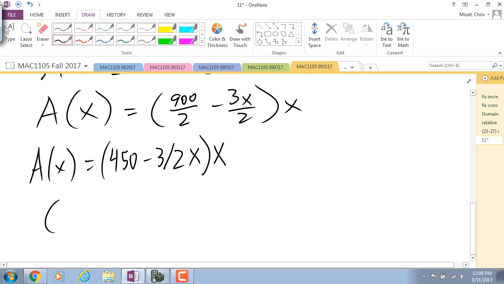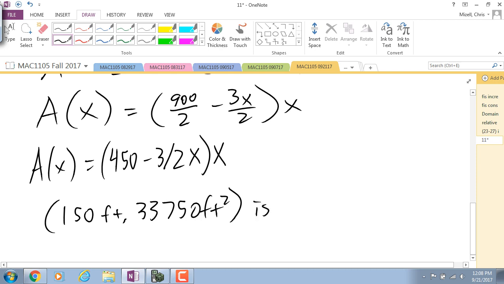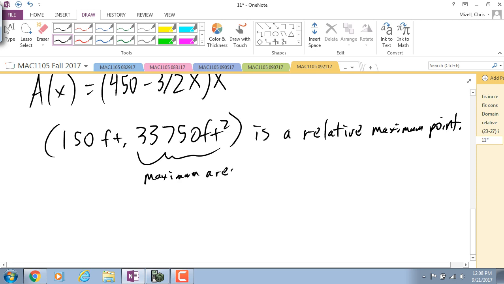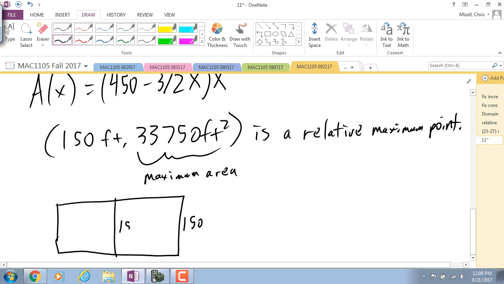Now it is going to ask us though, 150 feet, and looking back at the calculator, 33,750 square feet is a relative maximum point. And honestly, for the x values that we care about, it is the absolute maximum point. So this is the maximum area. What are the dimensions? 150 feet, 150 feet, 150 feet. That's 450. How much is left?